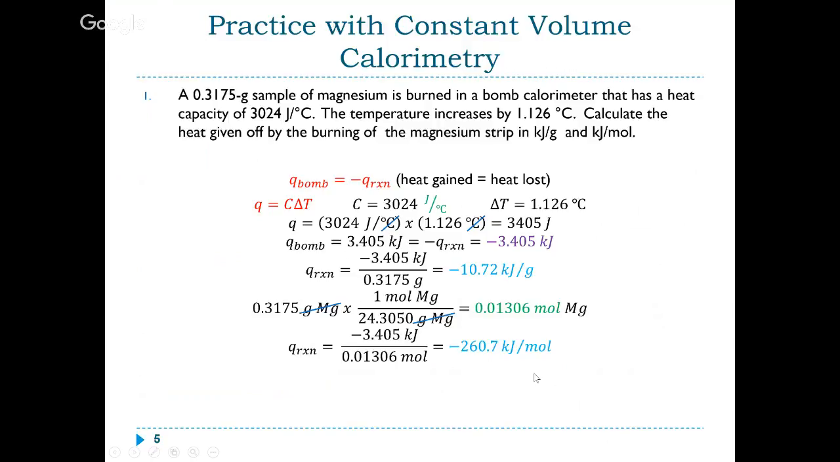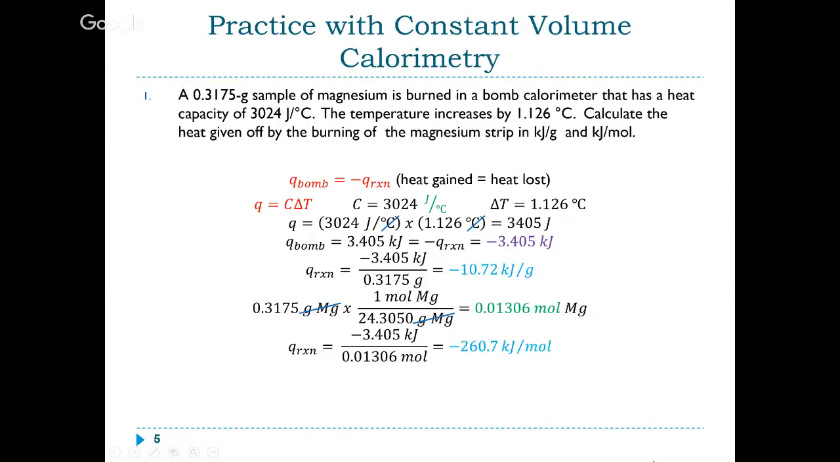So we're using this equation here saying that Q equals the heat capacity of the calorimeter times the temperature change. The heat capacity was given to us, and the temperature change was given to us. It just says the temperature increases by this amount. It didn't matter where it started or where it finished because this was our change. Temperature is a state function.